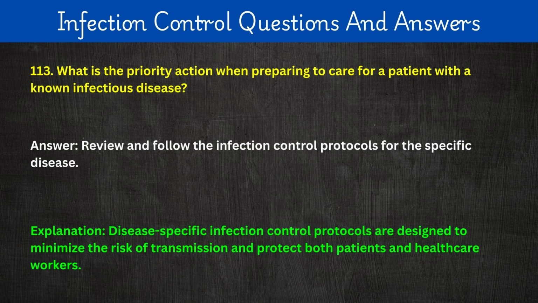113. What is the priority action when preparing to care for a patient with a known infectious disease? Answer: review and follow the infection control protocols for the specific disease. Explanation: disease-specific infection control protocols are designed to minimize the risk of transmission and protect both patients and healthcare workers.